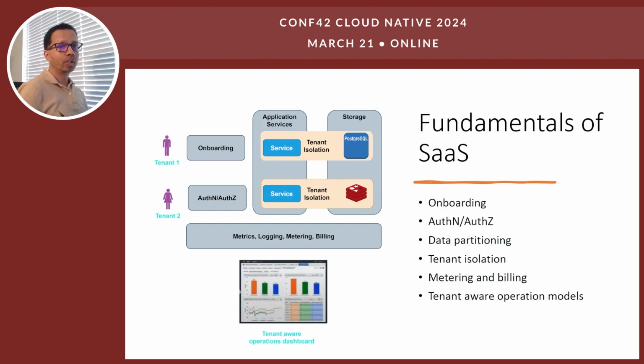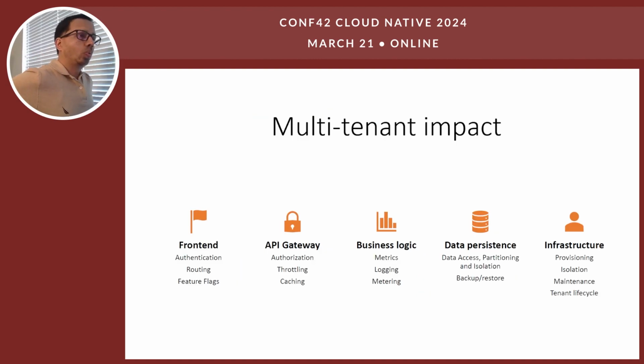There are two more important things. One is tenant isolation: how does your architecture ensure that one tenant can't access the resources of another tenant? And how do you instrument your application to meter a tenant's activities so that we can charge the bill? And at last, we need to be aware of tenant operations. Before going deeper into the SaaS part, let's first discuss the multi-tenant impact on our microservice applications.